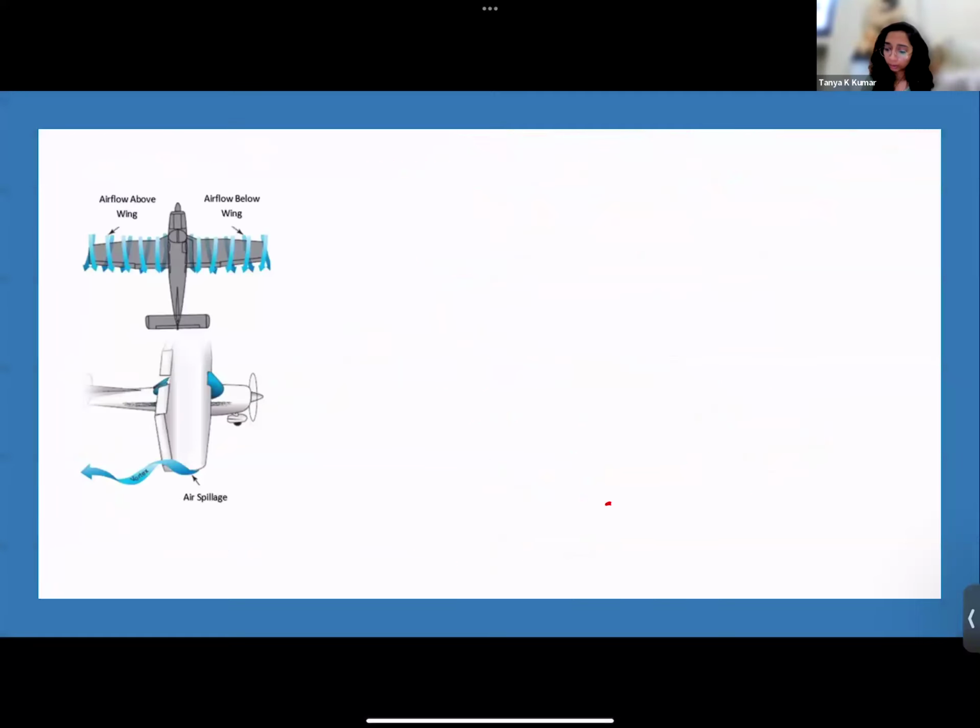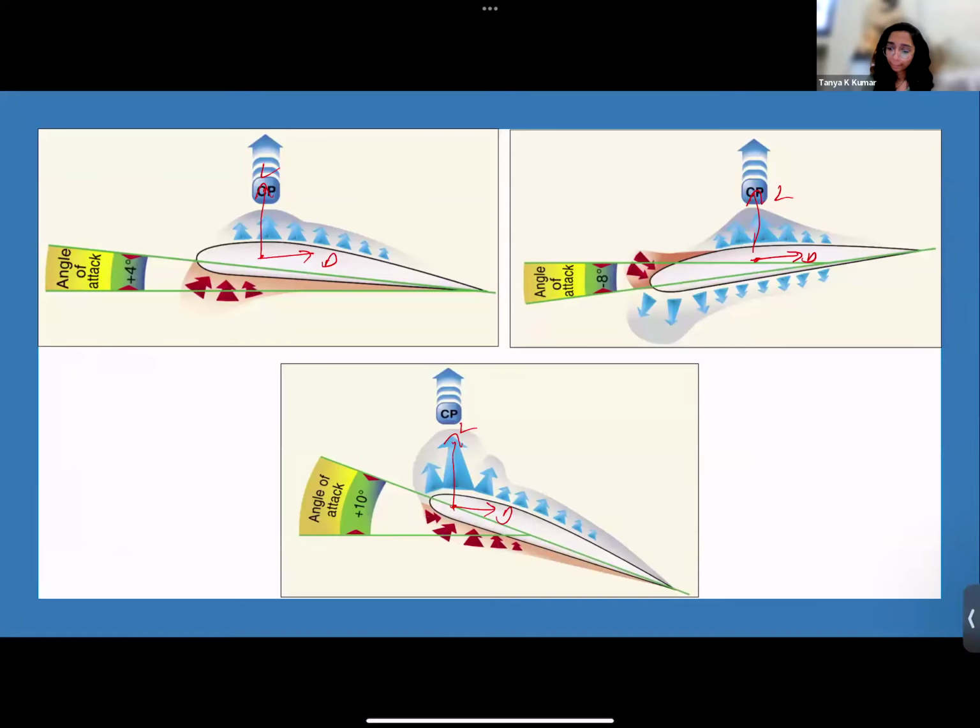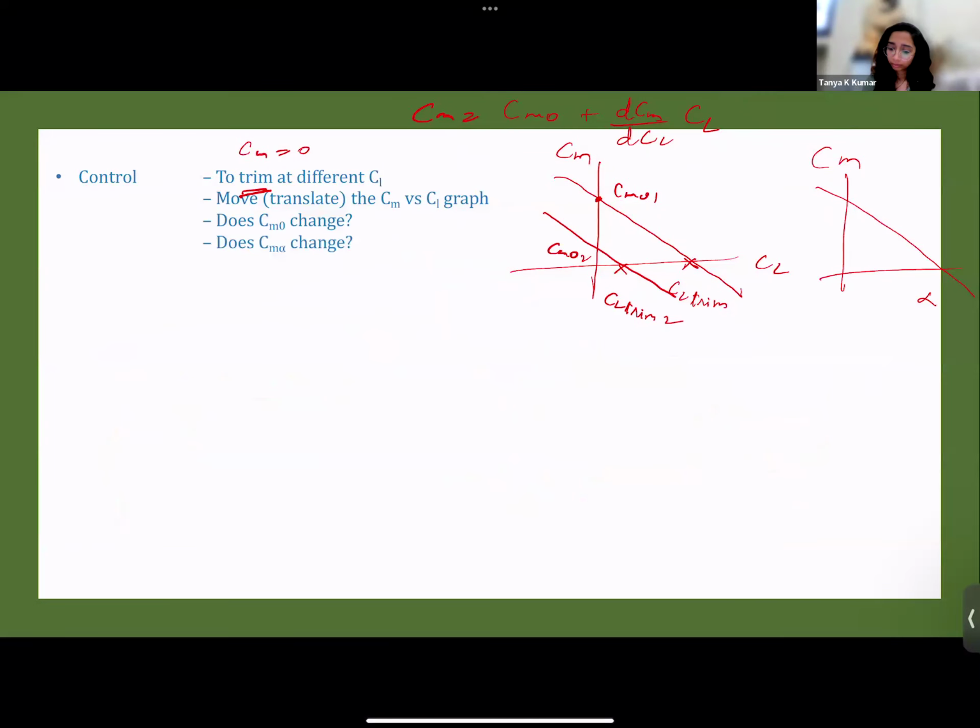So let me just go back. You can see that the graph is nearly translated. It just moves as it is. It does not rotate, it only translates. So what this does is that the Cm naught value is changed, but the slope is the same. That means Cm alpha, or dCm upon dCL, is the same. That means the stability is the same. Control surface has no effect on the stability of the aircraft.